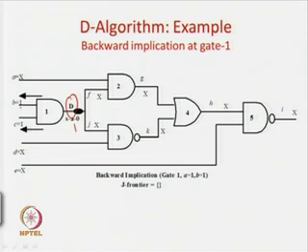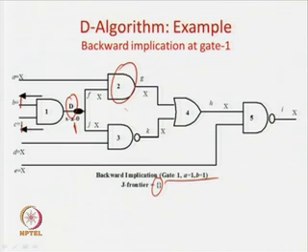So, this is an X, and obviously you require a 1 and a 1, because of the singular cover problem. If you have a 1 over here, the inputs of the AND gate should be 1 and 1. So you apply 1 1, and that will resolve the J frontier. Now your J frontier is empty, because you have solved the J frontier by backward implication.